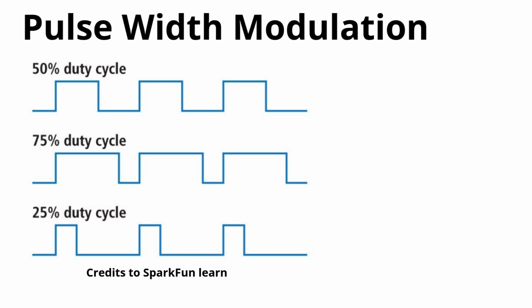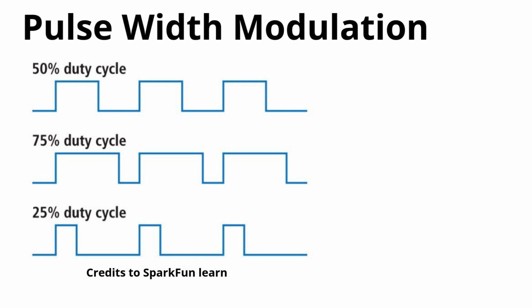PWM stands for Pulse Width Modulation, which is the process of controlling the duty cycle of a signal just by controlling how much time it will be high compared to the total period of the signal. This duty cycle will directly affect the average voltage of the signal. So the higher the duty cycle, the bigger the average voltage will be.